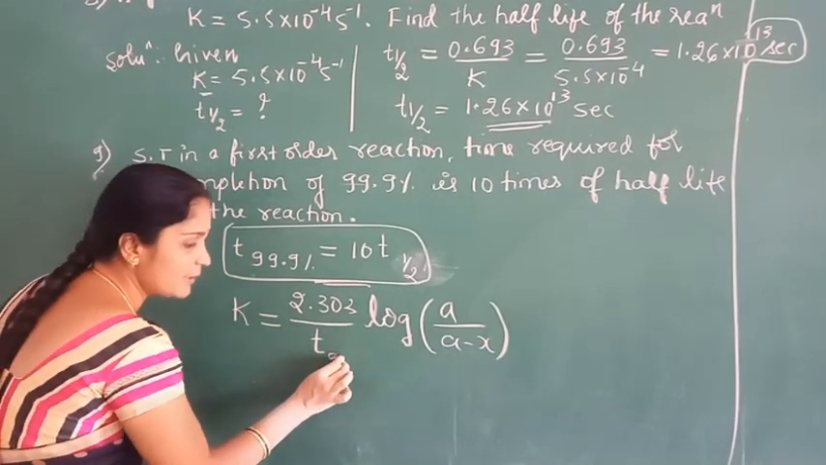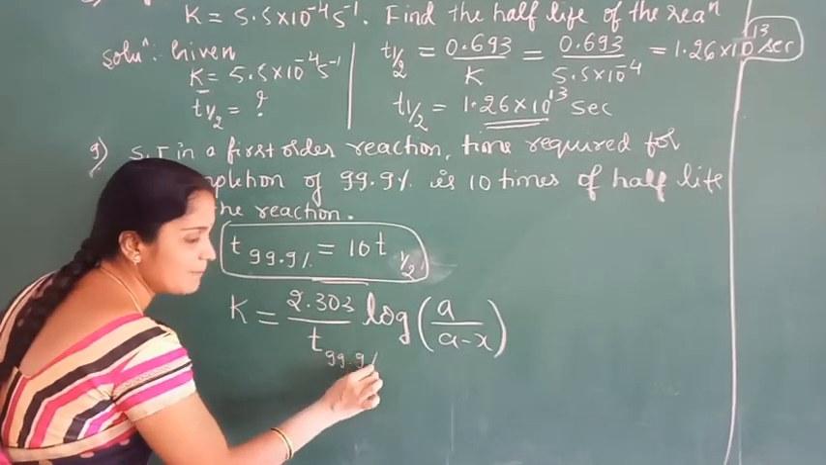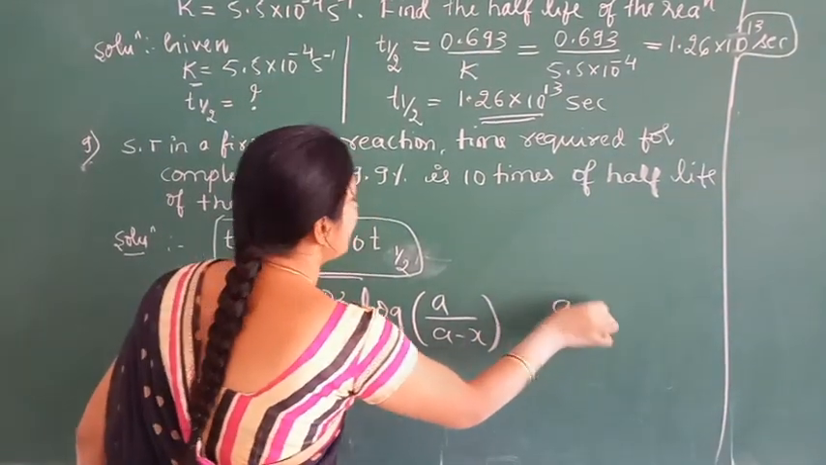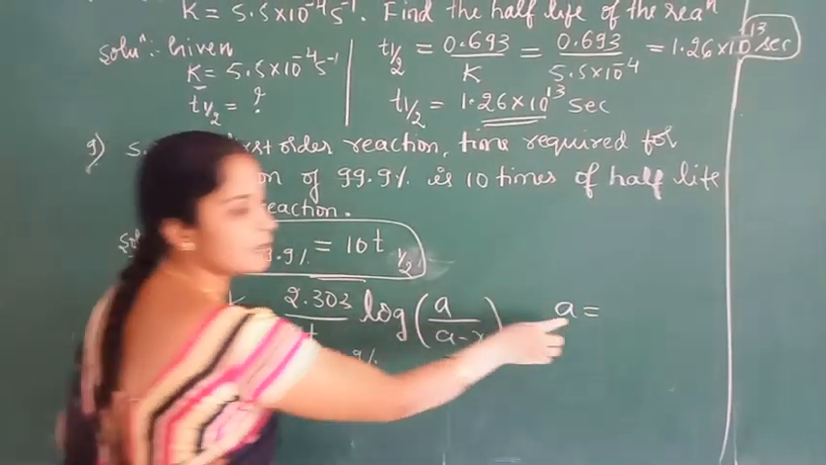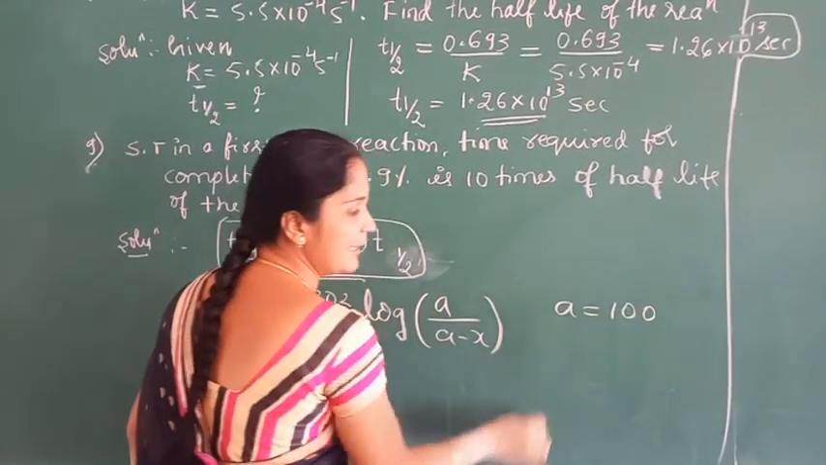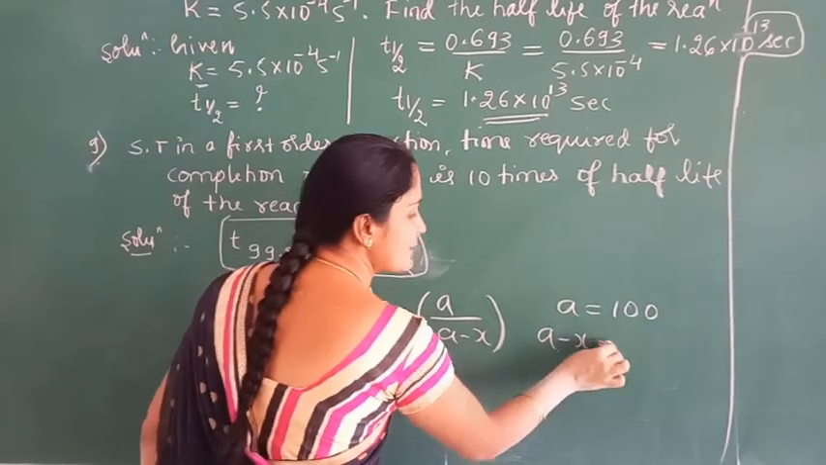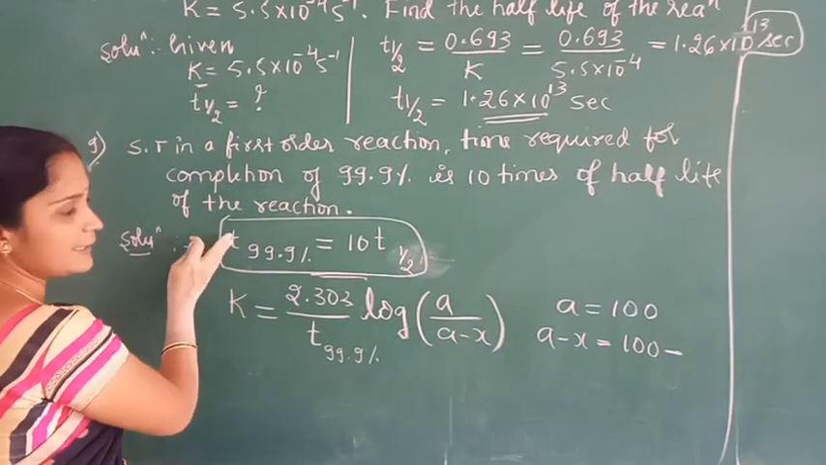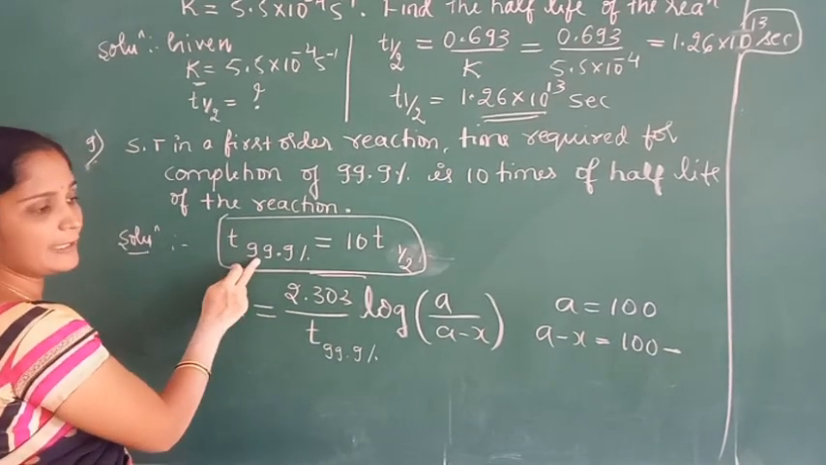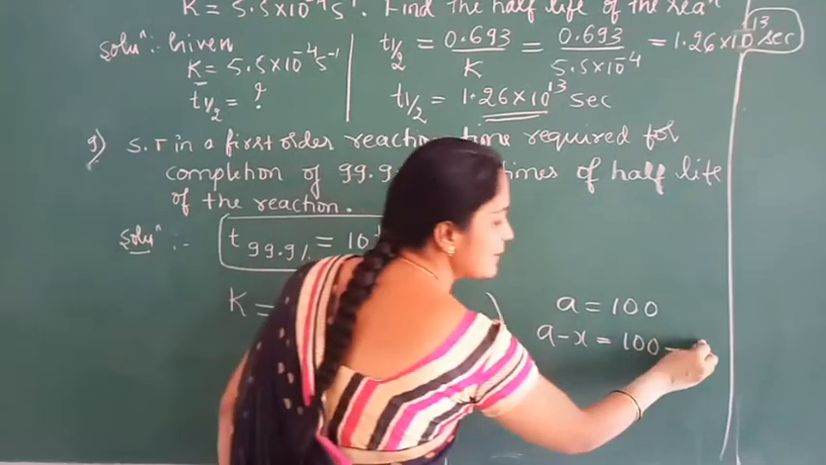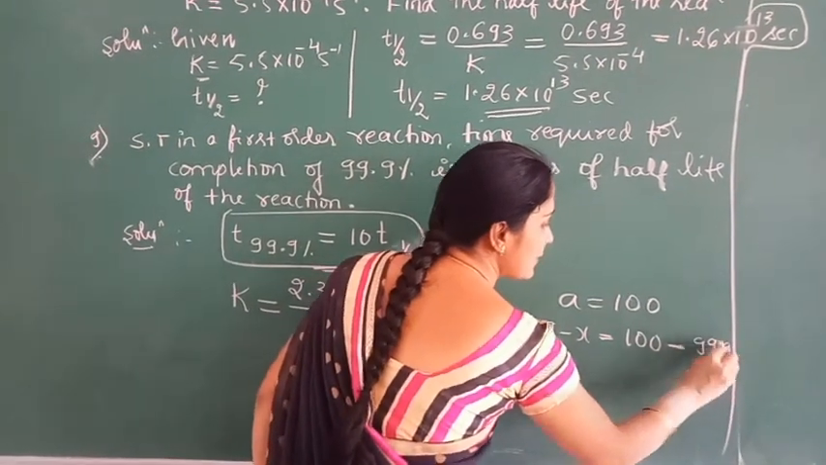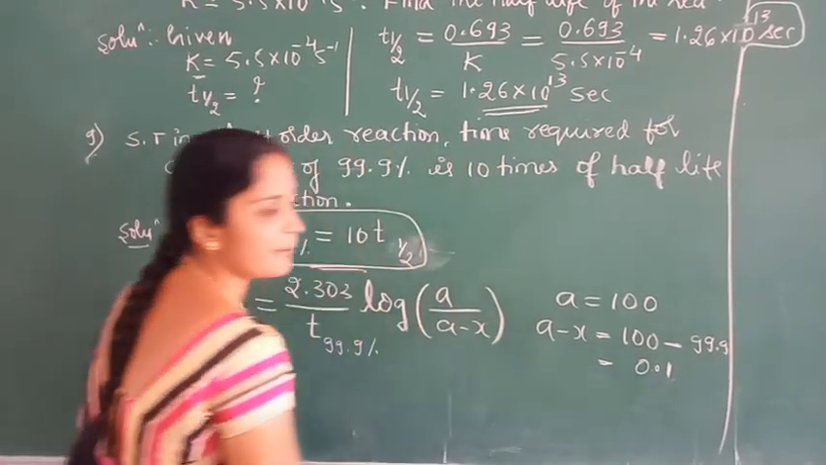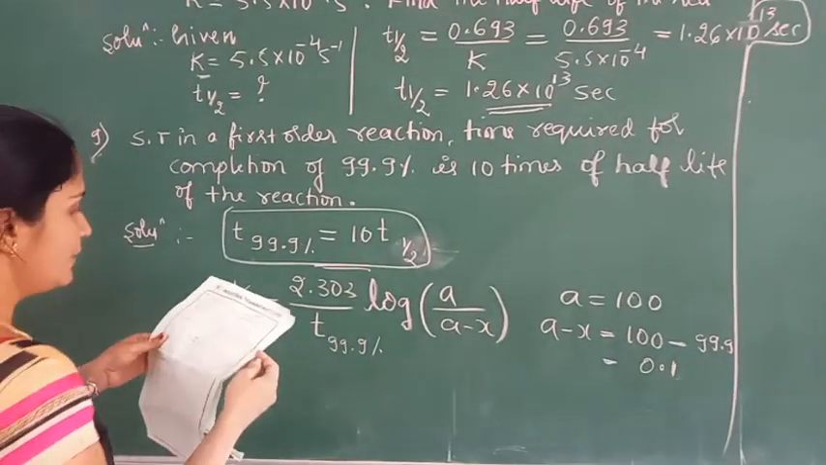Therefore here put T at 99.9%. Since they have given it in percent, the initial concentration A value is 100. Here we have to calculate the time required for completion of 99.9%, so X value is 99.9. Therefore A minus X is 100 minus 99.9, which means 0.1.